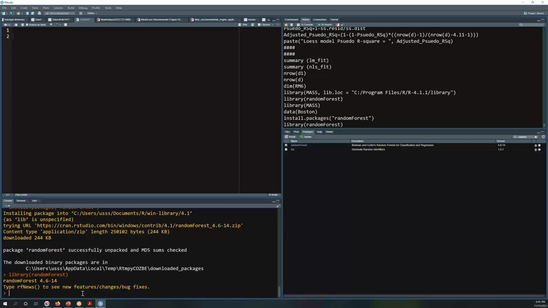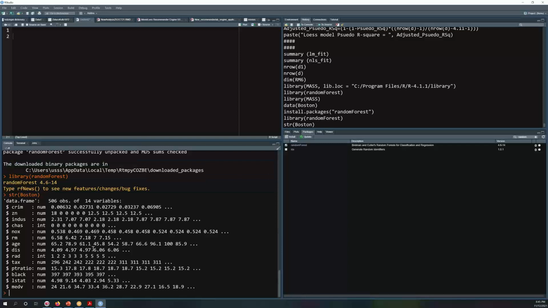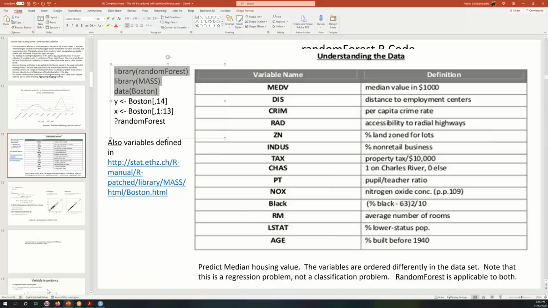So I have the data right now. Boston, see, the data is already there, right? So let's call str on Boston. This is the data that Boston has. It's the Boston housing data. There are 506 observations with 14 variables, and it talks about the median value of the house. Let me see what it says. So we are talking about median value. Yeah, MEDV means median value in thousands of dollars.